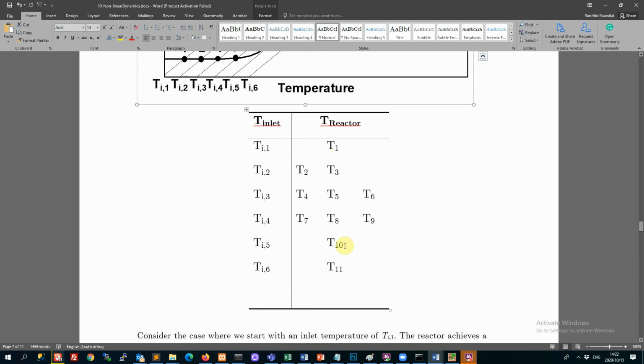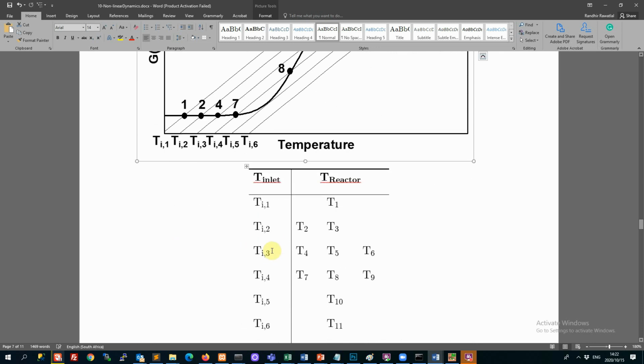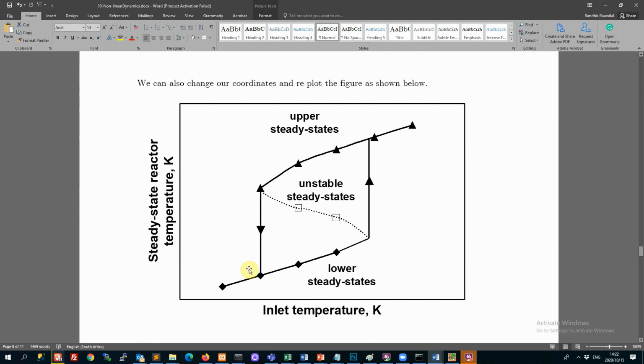Another way of plotting it, you can see how important it is to understand what's happening with respect to the inlet temperature, which is not the same as the reactor temperature. So this is reactor temperature. It's not the same as inlet temperature here. So instead, we could plot this as a function of inlet temperature. So we can say for the lower branch, these are the steady states, and the upper branch, those are the steady states. And then you have that branch of unstable steady states.